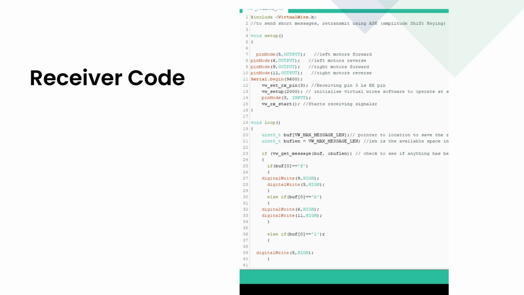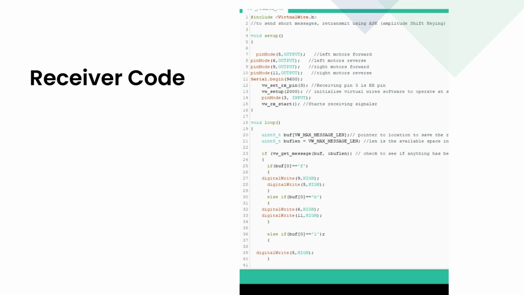After that, we have entered the loop. In the loop, we have buf, that is a pointer that locates to save the read data. Here it is pointing to the data that is transmitted, and we have used the length. Length is the available space in buf. It is also the number of octets to transmit.